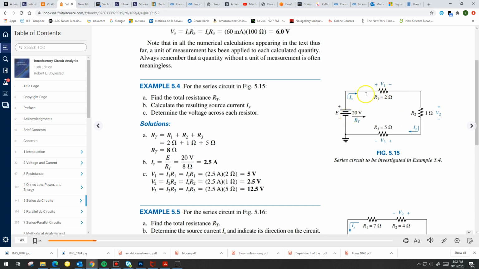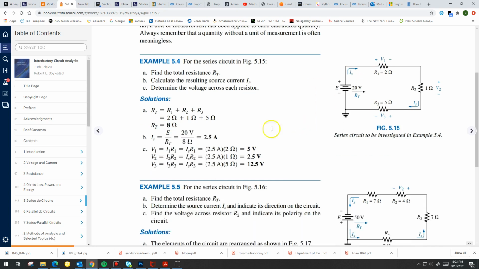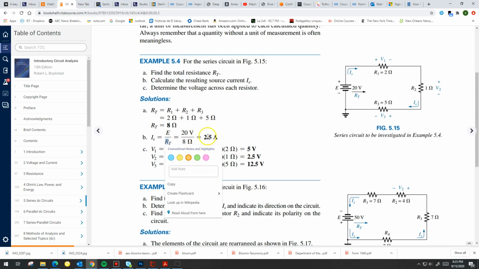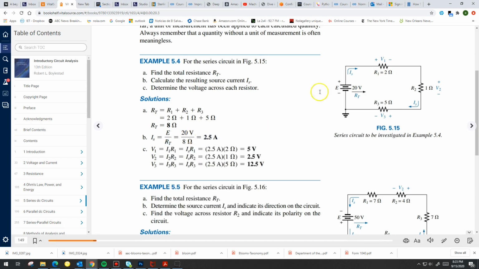So the total resistance, since they're in series, is simply going to be the addition of the three resistors, 2 plus 1 plus 5, or 8 ohms. So now from Ohm's law, the total or the source current is equal to 20, the voltage, divided by the total resistance, or 2.5 amps. So 2.5 amps, and remember, is what's coming out of the source. And the same 2.5 amps is what's going through R1, through R2, through R3, back to the source. Okay, it's the same current.